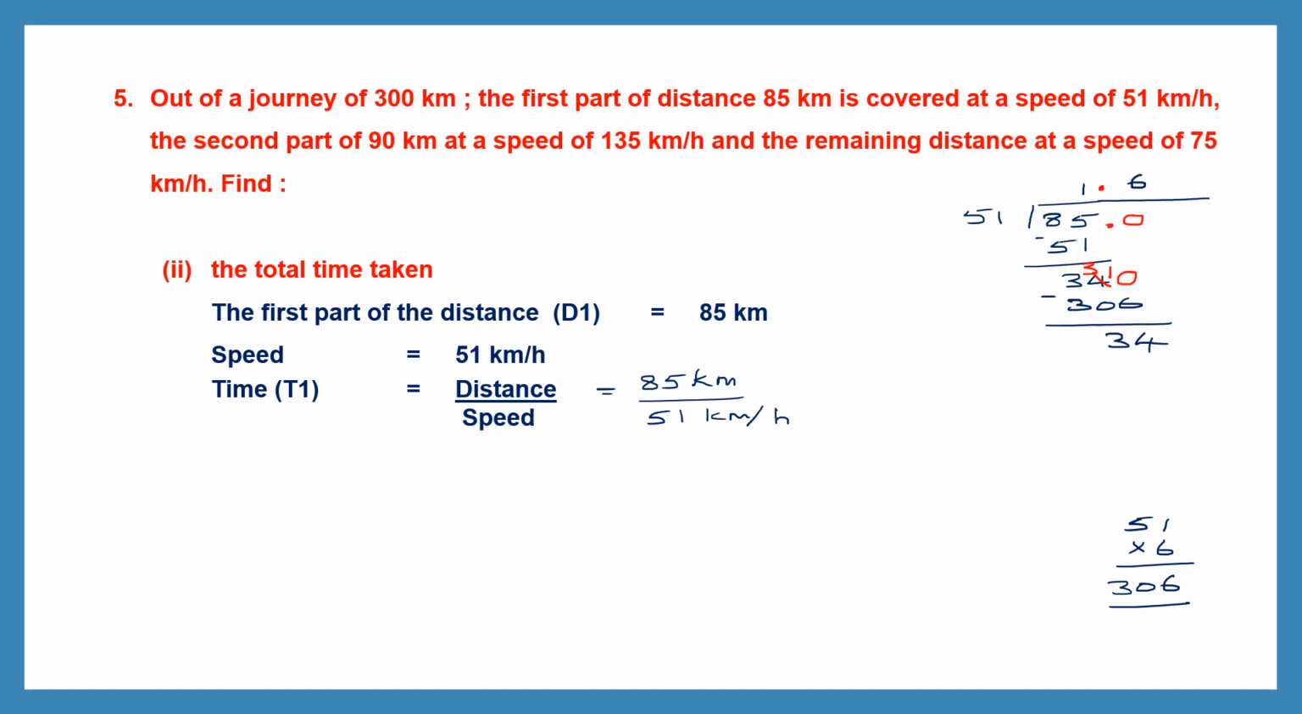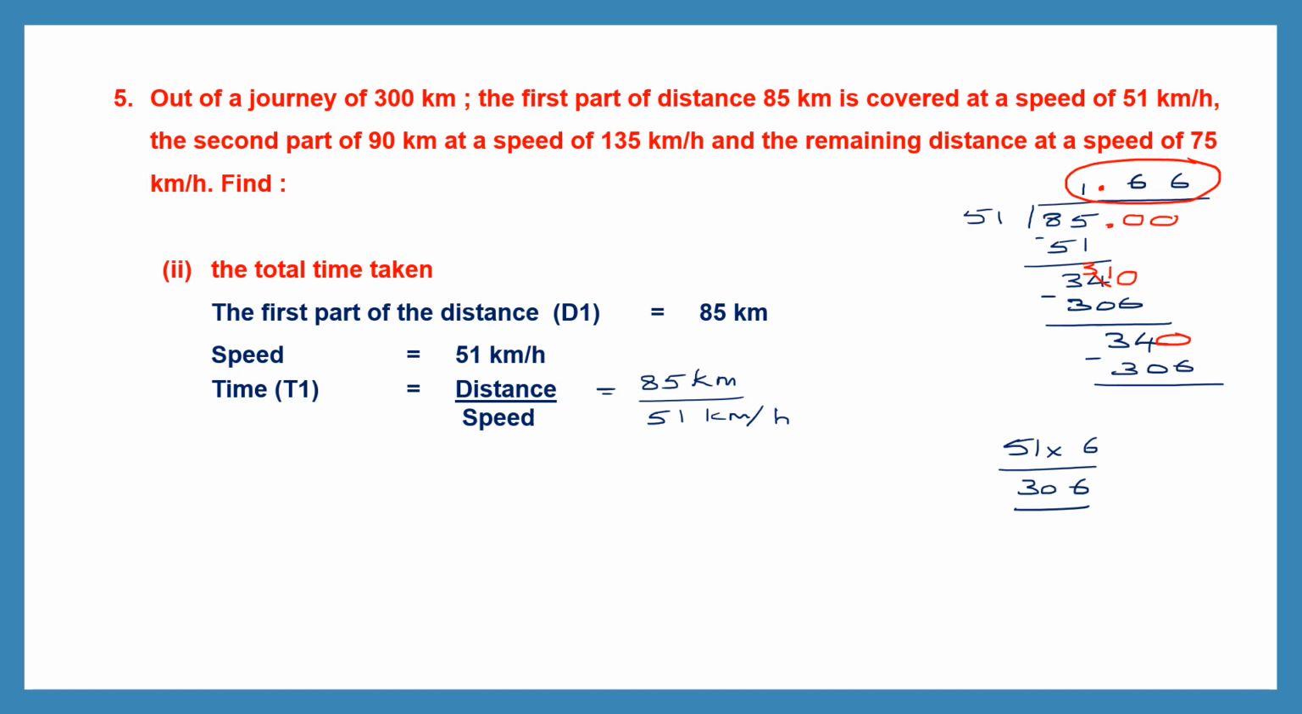Now we can continue the division. Let's put one more 0, bring that 0 down. Now the number is 340. Now 51 into 6 only, isn't it? 51 into 6, 6 ones are 6, 6 fives are 30. We have to use the same thing. So 51 times 6 is 306. Now, if you subtract again, this is going to go on. You're going to keep getting 340. So we will stop with this 1.66.